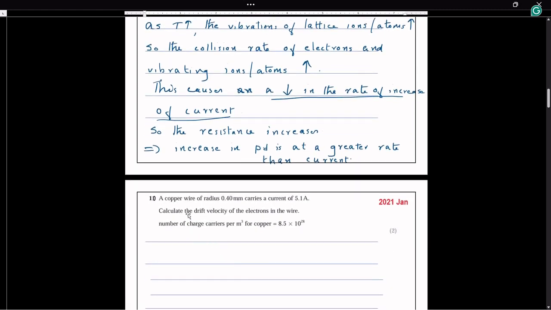Now the next question is, a copper wire of radius 0.4 millimeter carries a current of 5.1 ampere. Calculate the drift velocity of the electrons in the wire and the number of charge carriers per meter cube of copper. It is also given. A copper wire of radius 40 millimeter. So we have to convert the radius to meter. So radius equals 40 millimeter, where the prefix for milli is 10 to the power of negative 3, this much meters. This is the radius.